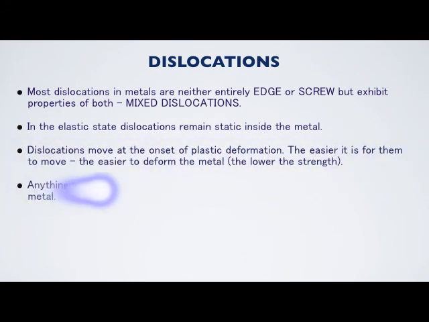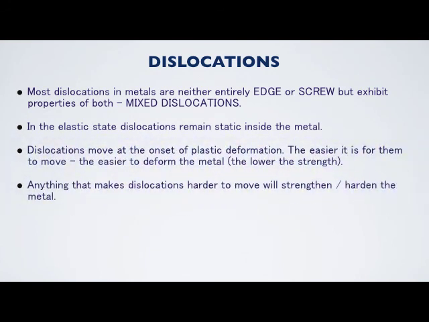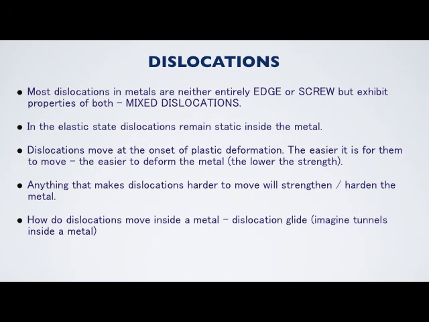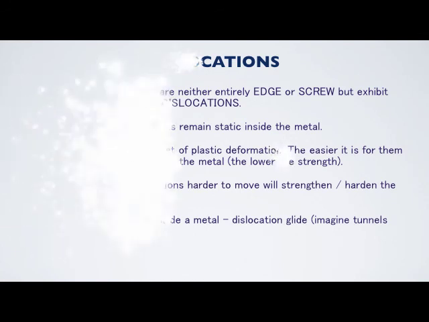Now in the elastic state, dislocations don't move. They only start moving on the onset of plastic deformation. Now the easier it moves, the weaker the material. The more difficult it is, or the more slowly they move, the stronger the material. So if we can make it as difficult as possible, it makes the metal far stronger.